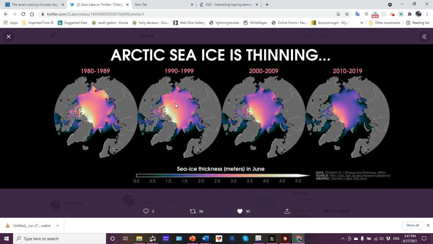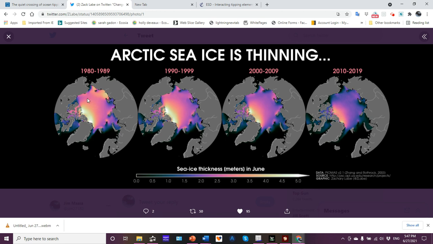Oceanic winter, the height of oceanic winter is in March. The height of oceanic summer is in September. So this is about halfway. This is basically oceanic springtime, if you will. So he does this by decades: 1980 and 89, 90 and 99, 00 to 09, 10 to 19.